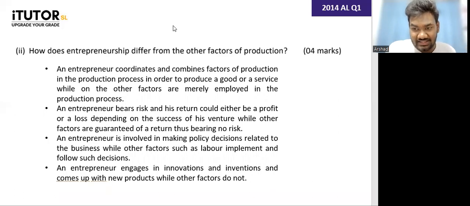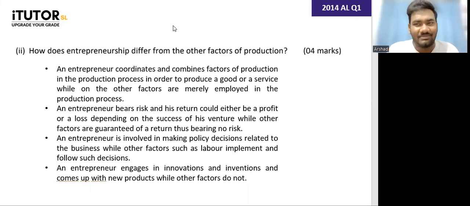Yes, the other factors of production are land, labor, and capital. So they are asking, how does entrepreneurship differ from the others? Land, labor, and capital. Okay. Yes, make sure that you all stick to these answer formats.